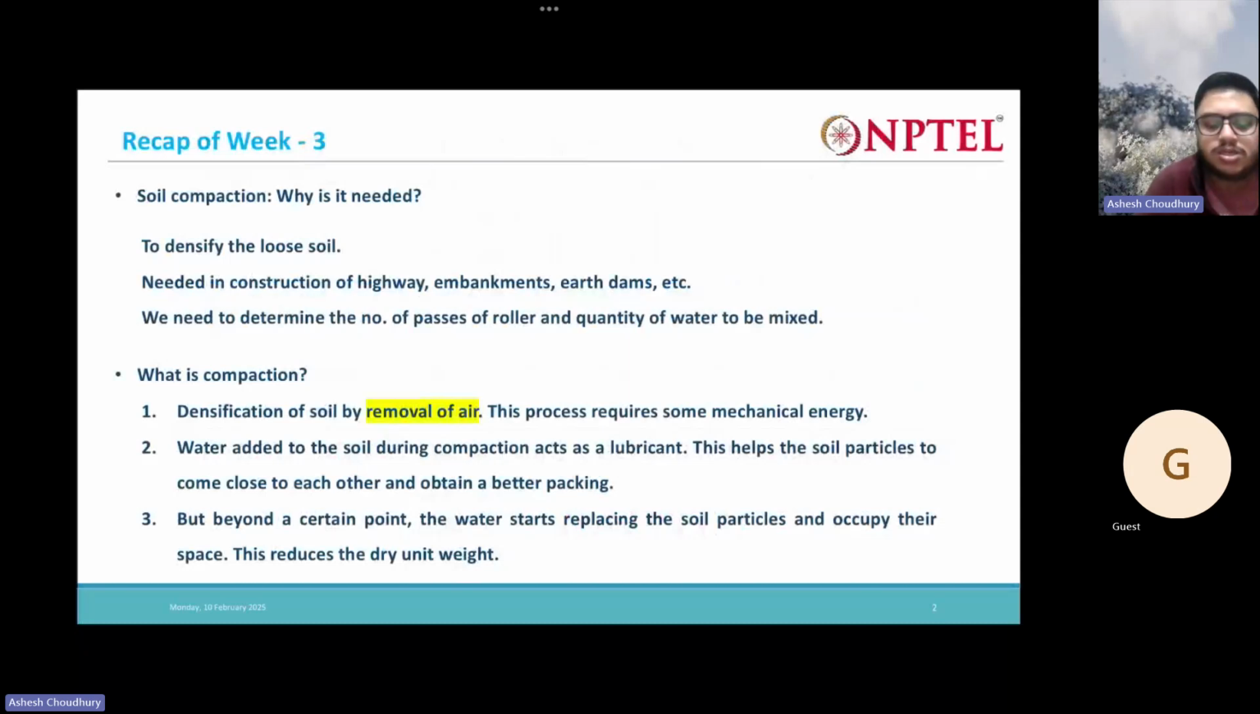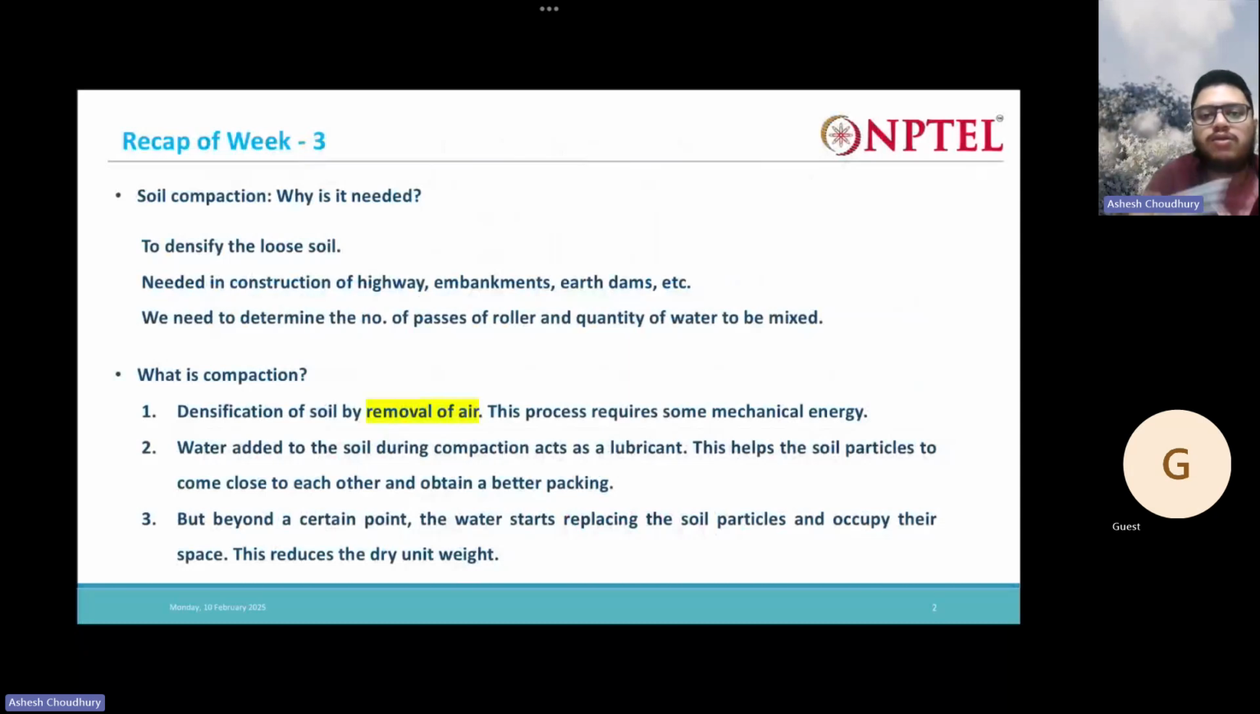So what do we actually need to determine? We need to determine the number of passes of roller and quantity of water to be mixed. That is the number of the passes of the roller. The number of passes means the number of times the roller, the road roller, you might have seen in the construction site while you drive around the road. You might have seen that there are rollers, right?